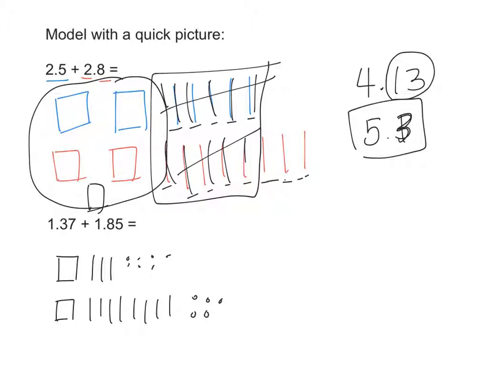Before I count up what I have, though, maybe I need to figure out what I need to regroup, right? So let's look at the hundredths. Do I need to regroup my hundredths? I have 12 hundredths altogether. Do I need to regroup them? Yes. I can trade in 10 hundredths to make 1 tenth. Okay, so let me count out 10 of them. 1, 2, 3, 4, 5, 6, 7, 8, 9, 10.